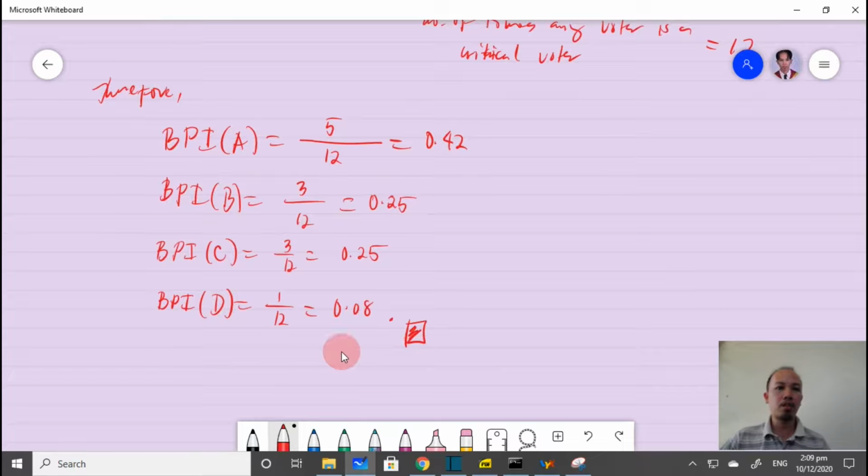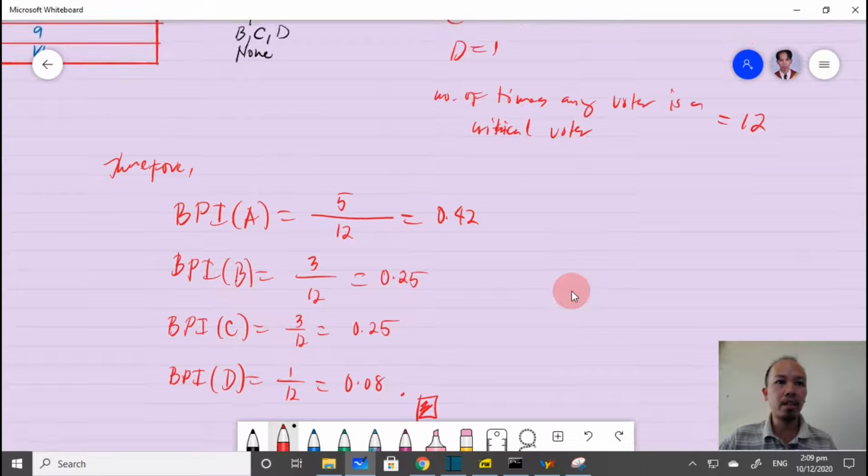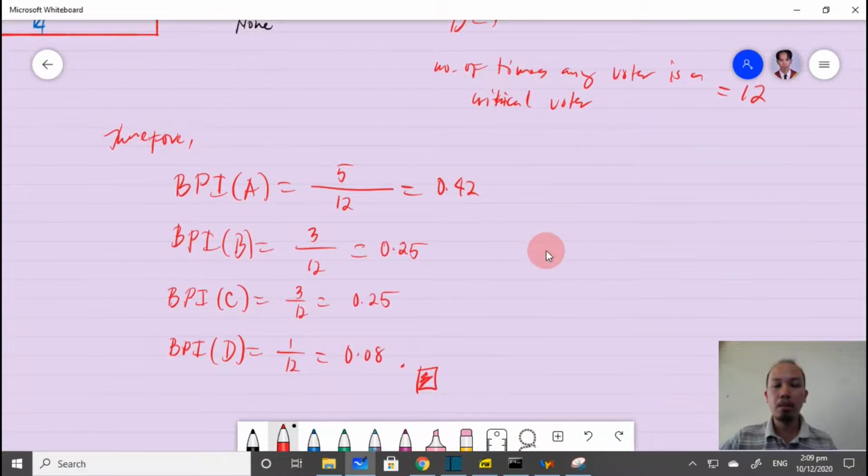As you can see in this example, which is more powerful? The most powerful is voter A, because his Banzhaf Power Index is 0.42 or 42%. Here we have 25%, 25%, and here it's only 8%. So that's what we mean by Banzhaf Power Index.